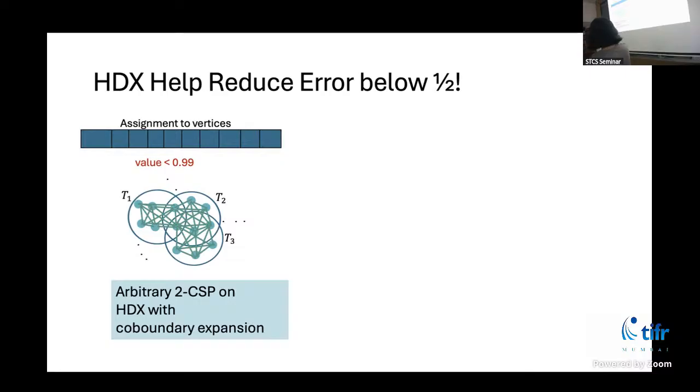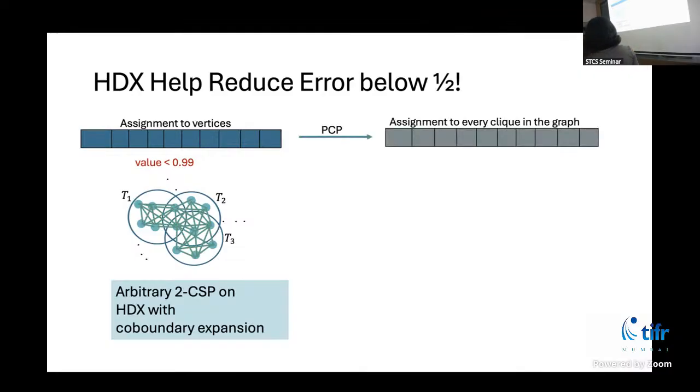And to your question, if you don't have this property, there is some 2-XOR instance which violates the property. That's exactly the 2-XOR instance for which you won't reduce below half. There is no description of that. It's just... Yeah, it is.